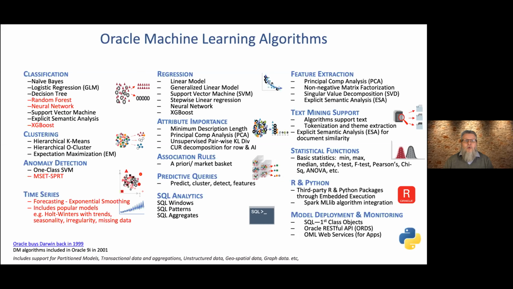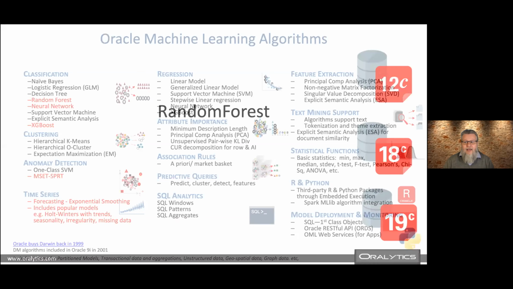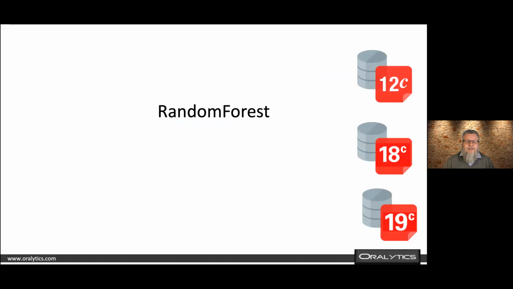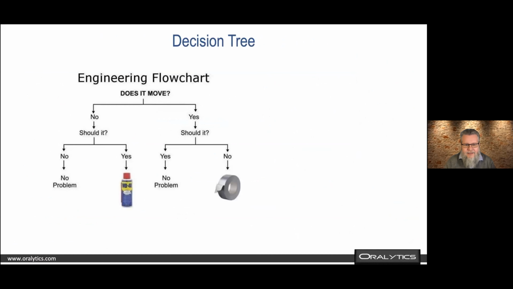Okay, so what we need to do now is start having a look at some of these particular algorithms. The first I'm going to look at is random forest, and you'll see the reason for that in a moment. It's based on using decision trees. Here's a very simple decision tree, whether we use duct tape or WD-40 to loosen something. Does it move? No. Should it? Yes. Well, we need to use some WD-40 in order to loosen it up.